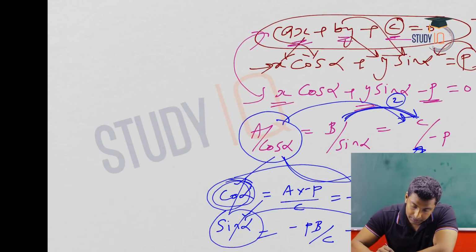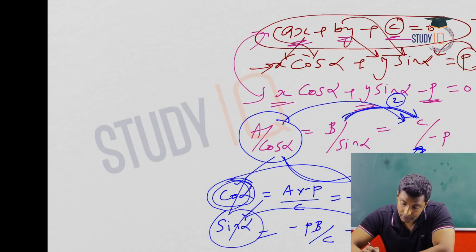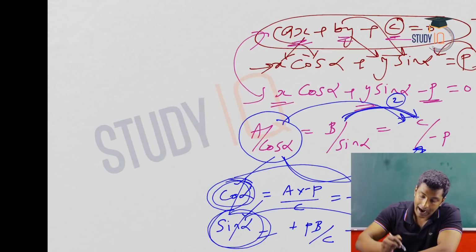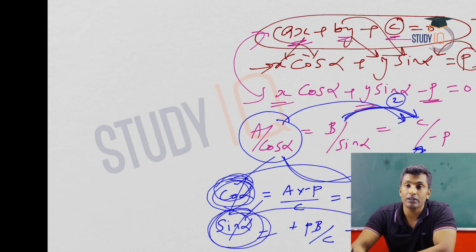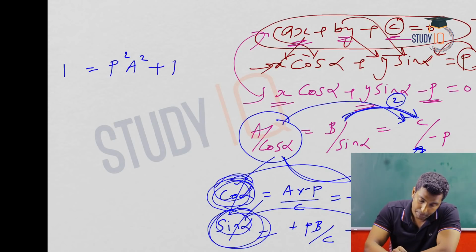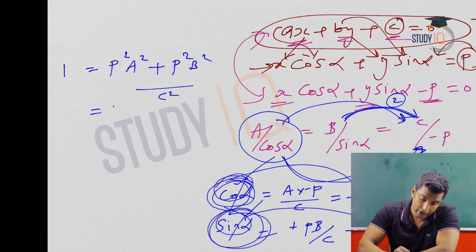Once you square this, I'll get cos square alpha equal to p square a square by c square. Sin square alpha will be p square b square by c square, because minus minus will get cancelled out once you square it, right? So after that, when you add, sin square and cos square will give you 1. So LHS, can I directly write it as 1? I'm directly writing it here: 1 equal to p square a square plus p square b square divided by c square. What is common here? You can see p square and c square are common. So a square plus b square.